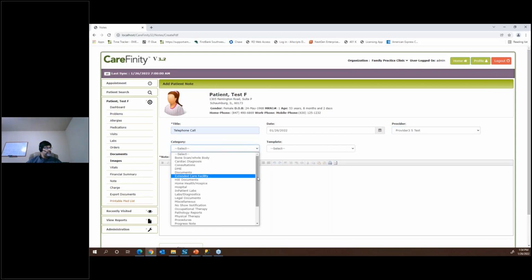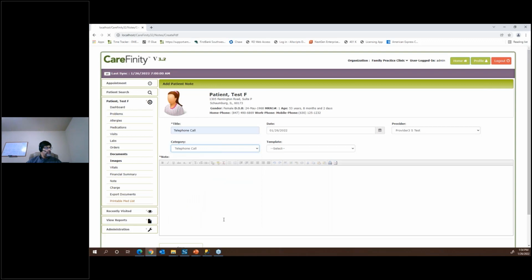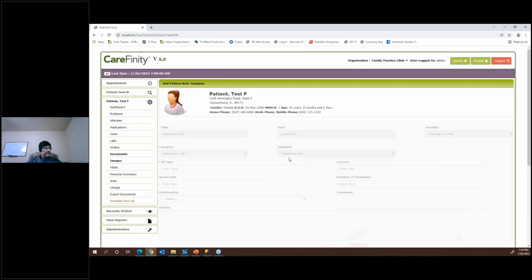So for example, if I want to create a telephone call, I can choose my telephone call template, and then I'm going to be given a form to fill out based on what my practice set up. So you can define these forms based on your common visit types so that you're guiding that note capture from your users. And with CareFinity, when connectivity is restored again, this data is pushed back into your EHR and made available there.